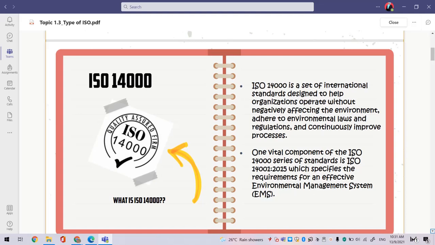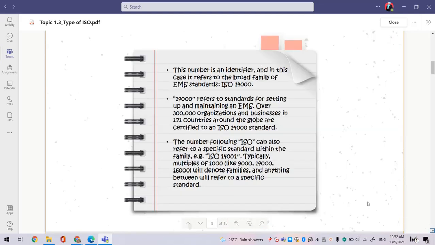One vital component of the ISO 14000 series of standards is ISO 14001 version of 2015, which specifies the requirements for an effective environmental management system, or we call it EMS. This number is an identifier, and in this case, it refers to the broad family of EMS standards, ISO 14000. And the 14000 refers to the standard for setting up and maintaining an EMS.